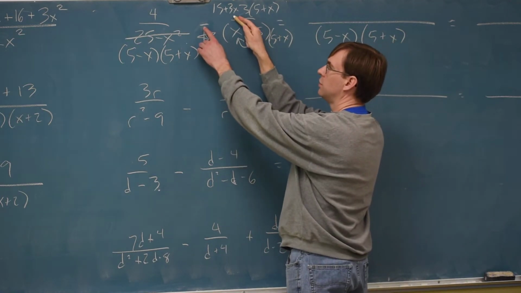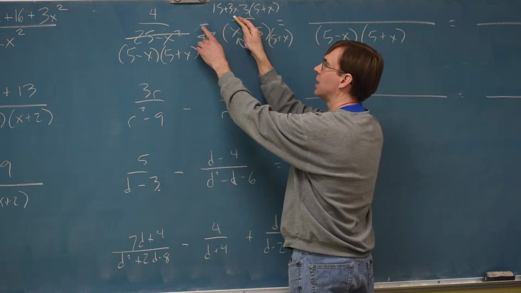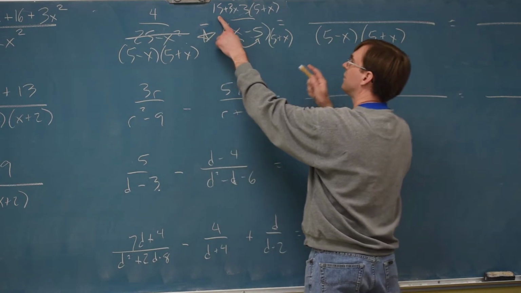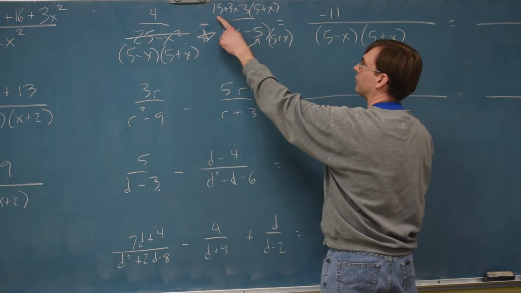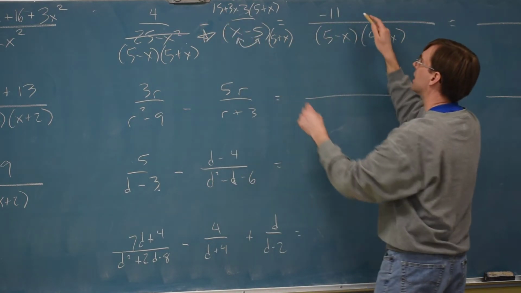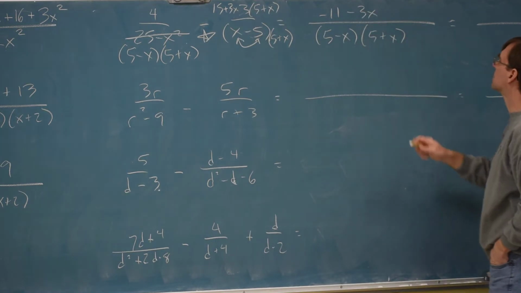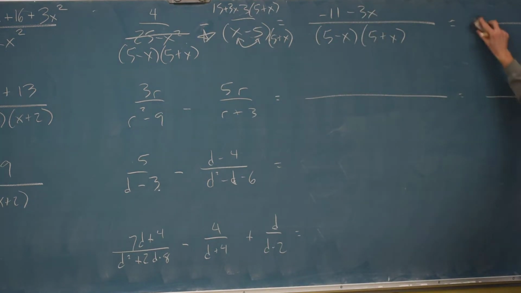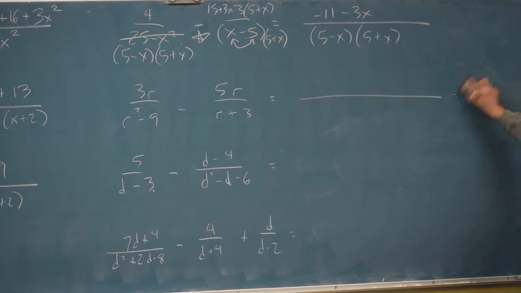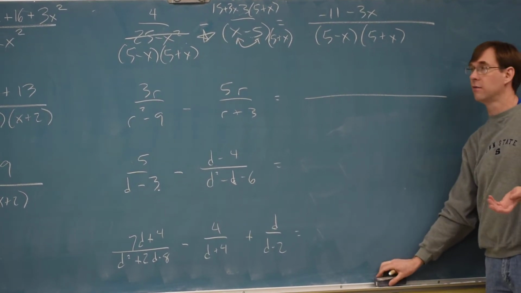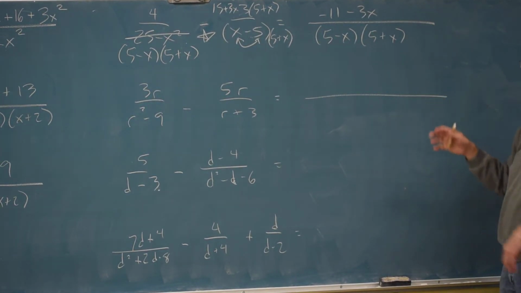And then we just look to do this subtract, doing some sign changes. 4 minus 15 is negative 11. And the negative attaches to that to get a minus 3x. And that's all we can really do with that because there's no factoring available, there's no matches, there's no canceling available.